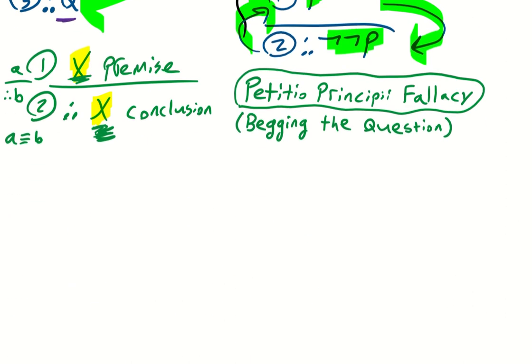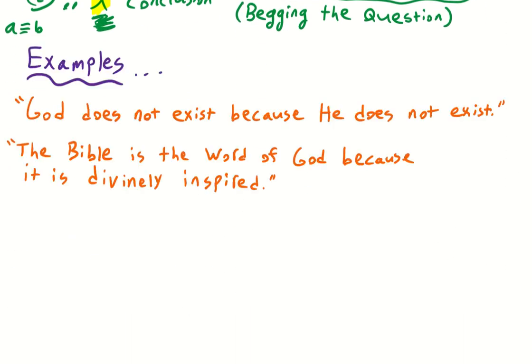So let's think about a few examples here. These two first examples are pretty simple and pretty obvious. So if I say, God does not exist because he does not exist. So that's begging the question, because really, he refers to God, so it's the same thing as saying God does not exist because God does not exist. It's begging the question. It's assuming that which is under dispute. And likewise, if we have the Bible is the Word of God because it is divinely inspired, well, to be divinely inspired is really just to say the Bible is the Word of God. Once again, we have the Petitio Principii fallacy.